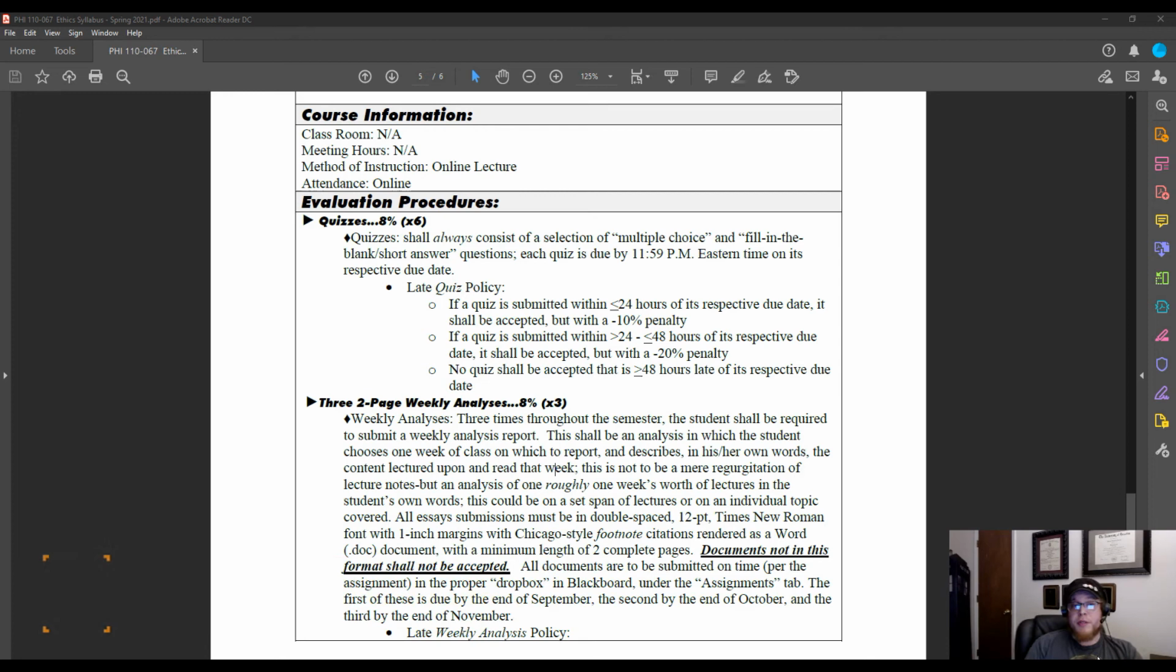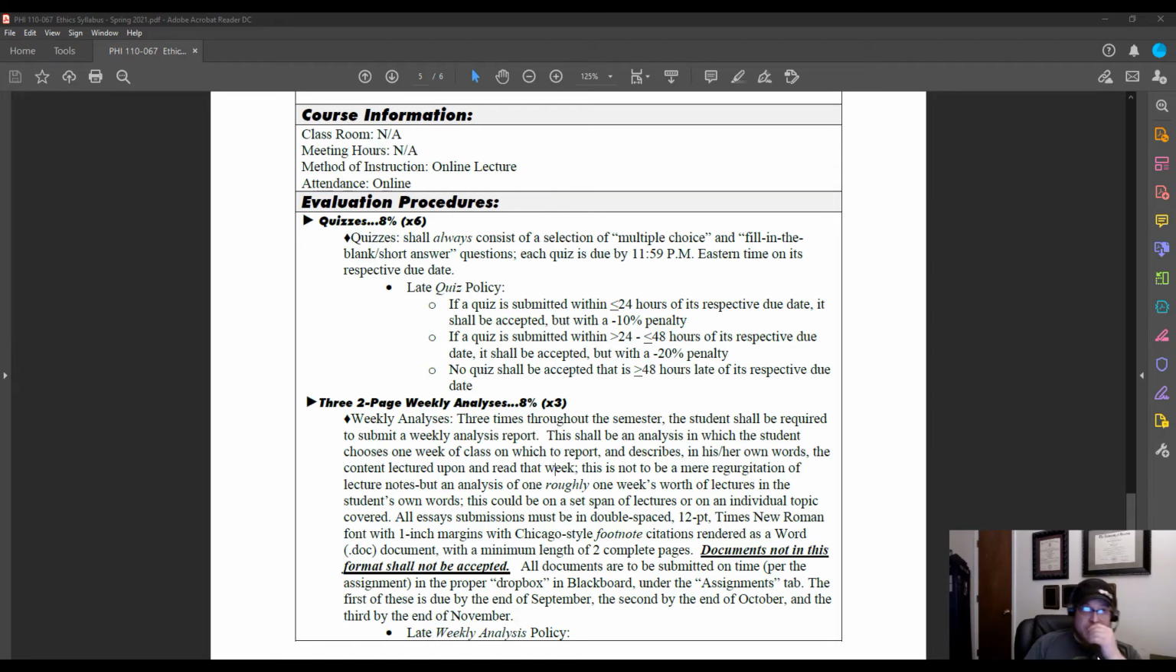Let's finally get into the evaluation procedures and the assignments for the course. So first thing, quizzes. There are 6 quizzes, each worth 8% of your final grade. Quizzes shall always consist of a selection of multiple choice and fill in the blank short answer questions. Each quiz is due by 11:59 p.m. Eastern Time on its respective due date. And actually, the due dates are at the very end of the syllabus. So if I say something is due February 1st, it's due by 11:59 on February 1st. You turn it in February 2nd, it's late. So that's the way that works.